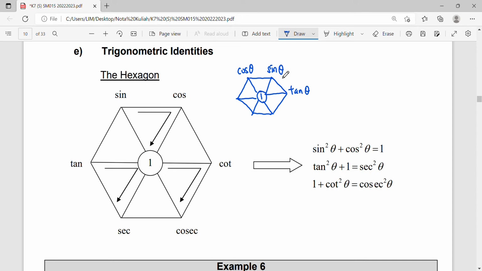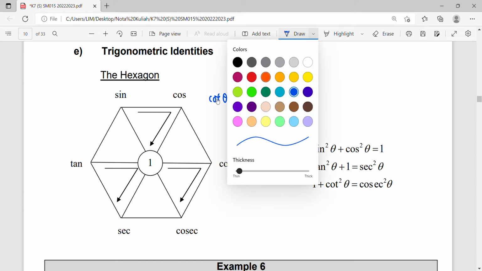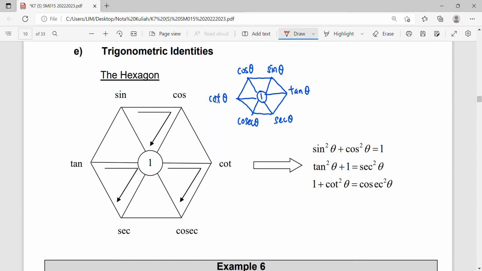So how to derive another 3? 1 over sine. Opposite here is cosecant. 1 over cos. Opposite here will be secant. So 1 over tangent. Opposite here will be cotangent. So when these 6 trigonometry in the position, so we see the first relationship. So the relationship will be occur at here.